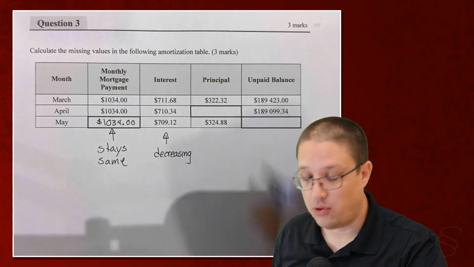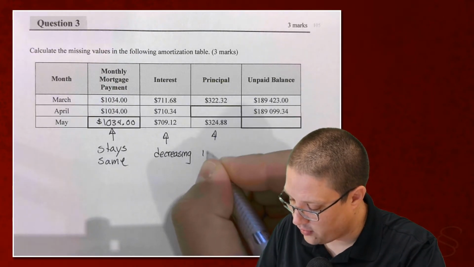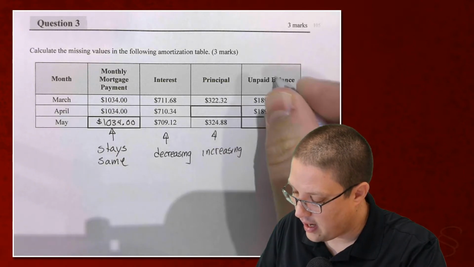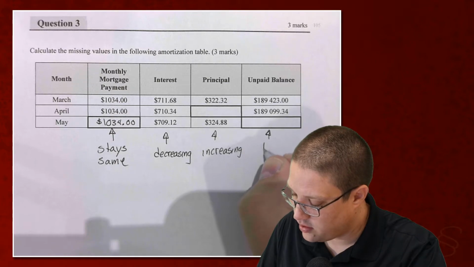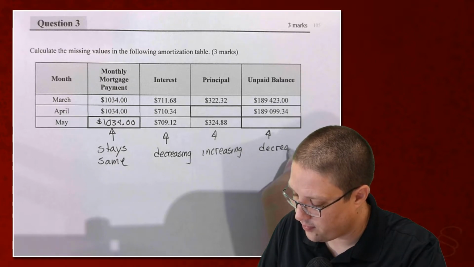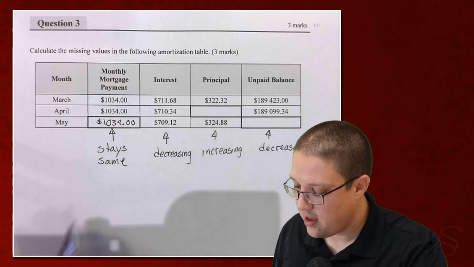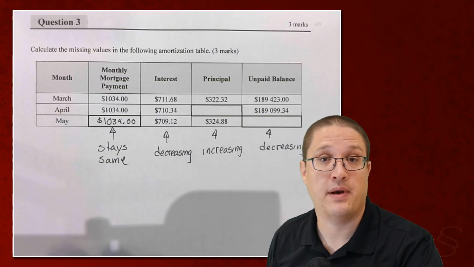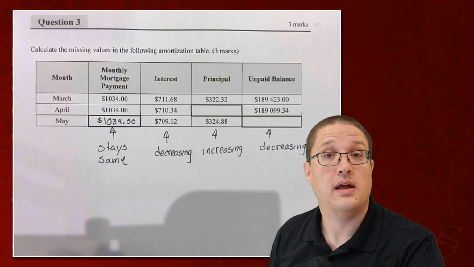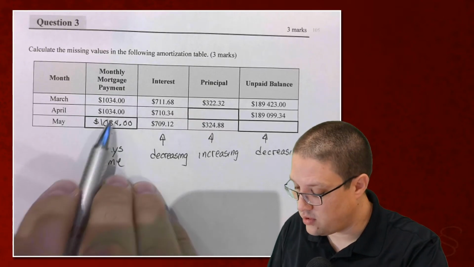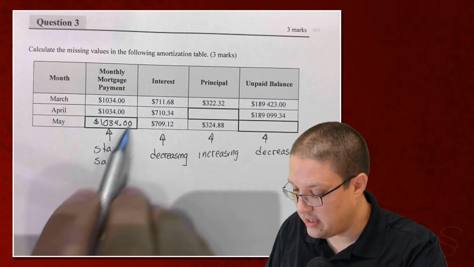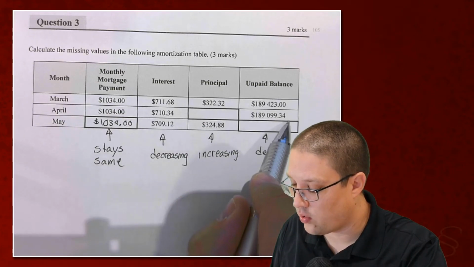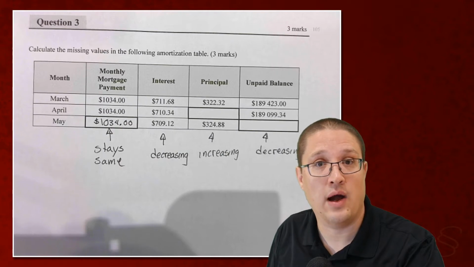Now, our principal should be increasing, and our unpaid balance should be decreasing. These give us a sort of a reality check on what should be happening with these columns. However, it's really important to realize, except for this column, I'm working sideways here. I'm working across, I'm not working down.